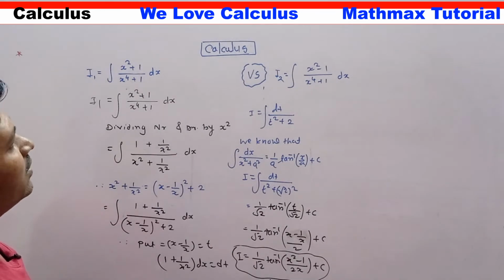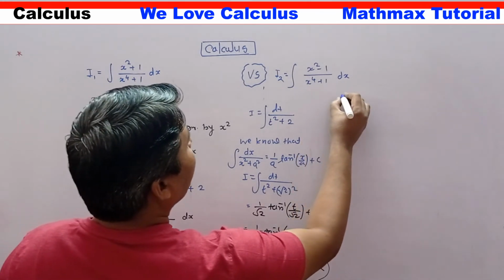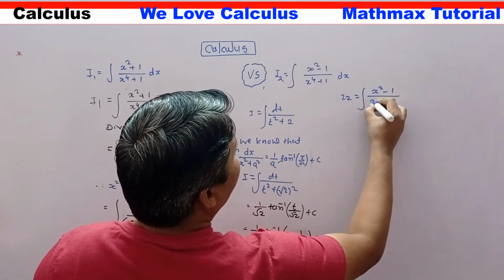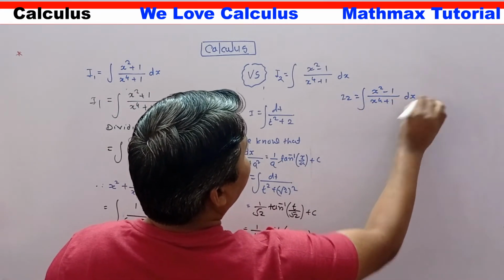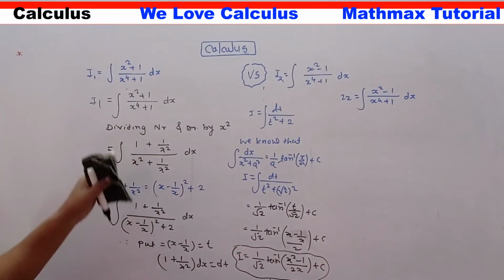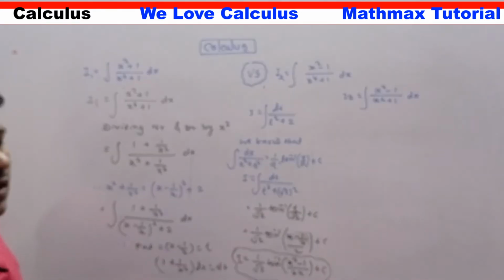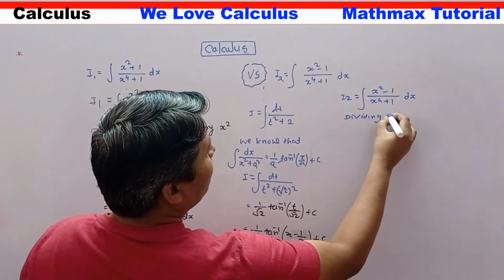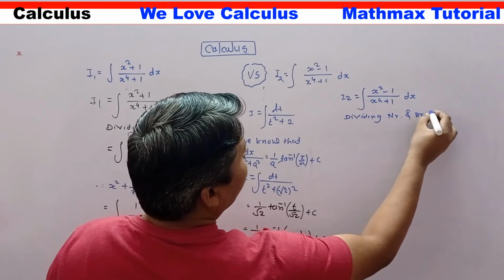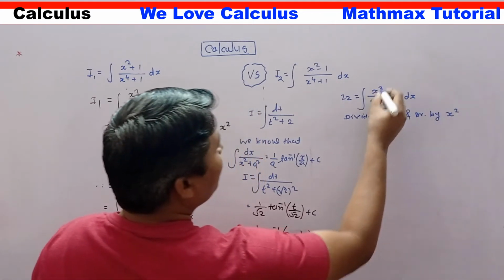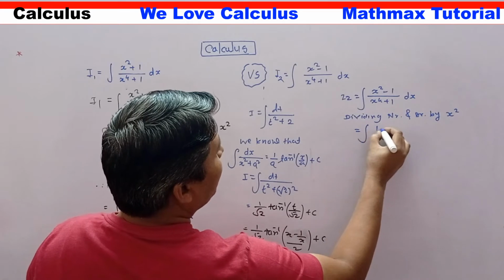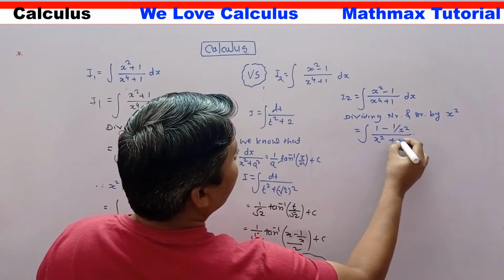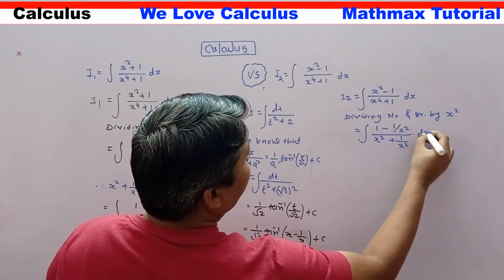Now let us consider I2. I2 is equal to the integral of (x square minus 1) divided by (x raised to 4 plus 1) dx. The same procedure applies for this integral also: dividing numerator and denominator by x square, we get 1 minus 1 by x square, divided by x square plus 1 by x square, dx.